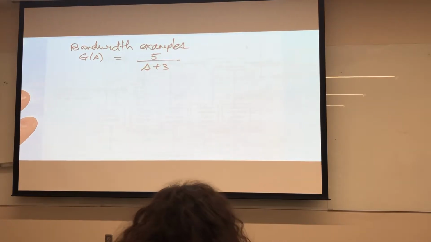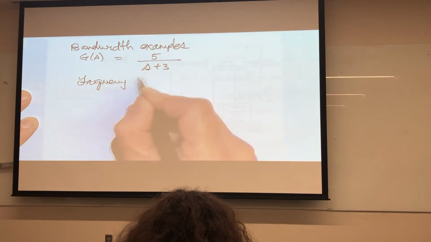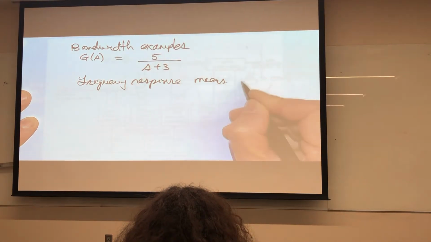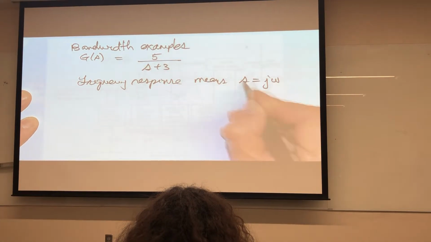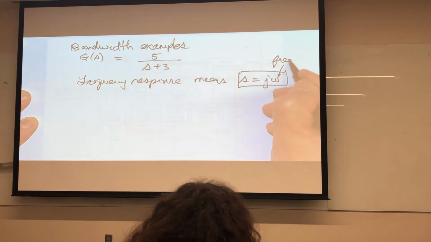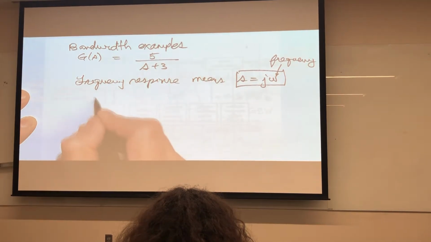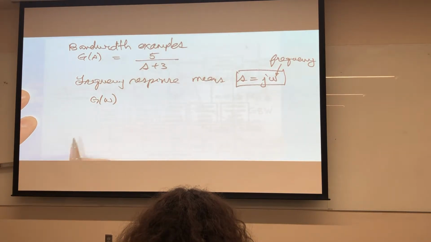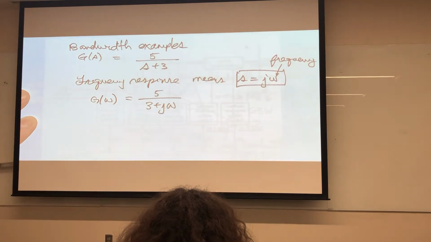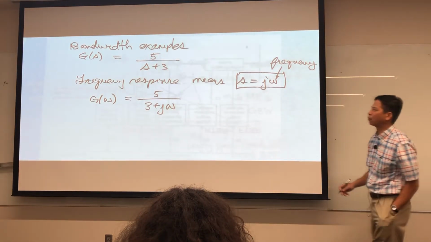We're looking at the frequency response. Frequency response means s is equal to j omega. And now this is the independent variable. This is frequency. Okay? So we're looking at the frequency response function, which is G of omega. It's 5 over 3 plus j omega. Okay, so wherever I see s, I just say s is equal to j omega. So that's my frequency response.